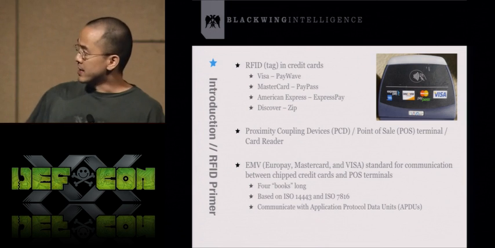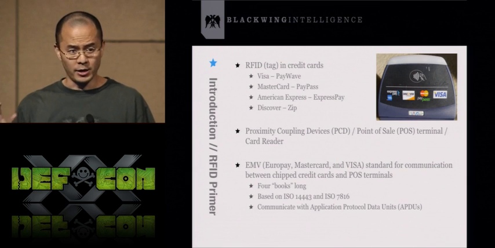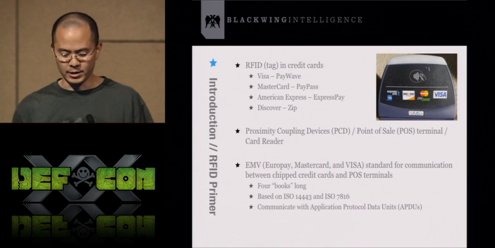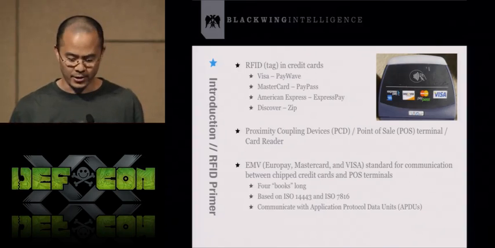And then the technical term used for the communication that happens between an RFID tag and the reader is APDUs. They basically pass back and forth these byte-level commands and responses, and those are called APDUs.